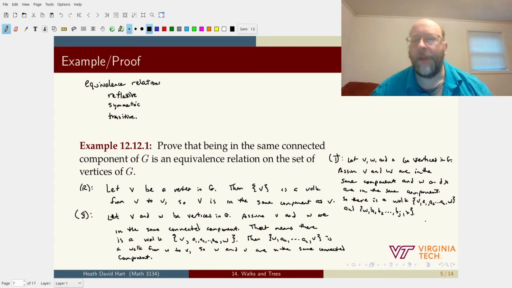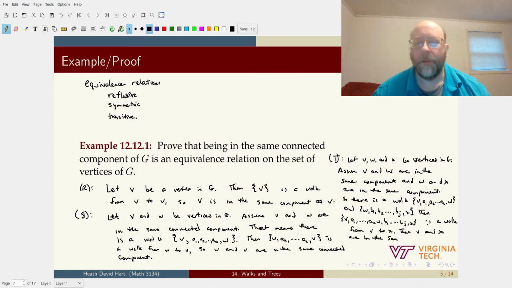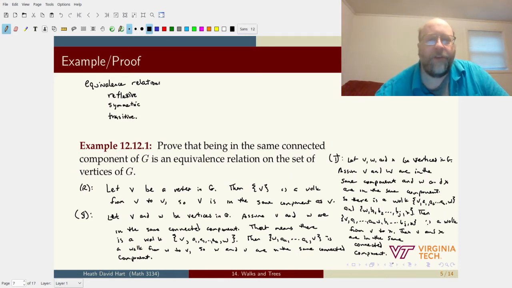So can we come up with a walk from V to X? Sure, we can by just putting these together. Then V all the way up through W, keep going all the way to X is a walk from V to X. And since there's a walk from V to X, V and X are in the same connected component. All right. Took a little bit of writing there, but being in the same component is an equivalence relation on the set of vertices.